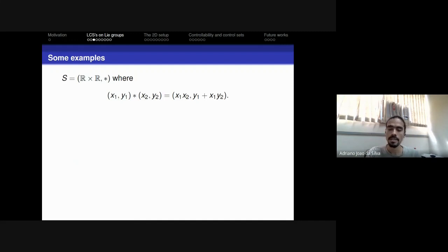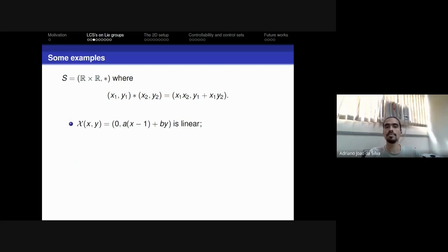Okay, so some simple examples. If you consider the solvable group on R plus, I have lots of typos here, so it should be R plus, when you consider the half plane, so the positive x-axis with the y-axis, and then you define this kind of product here, otherwise you would have an exponential. So when you consider this product, it is basically the solvable group of dimension 2.